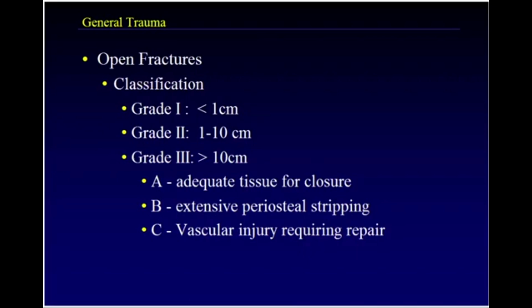B, and C. The A injuries, type 3As, are ones in which adequate soft tissue coverage is available, and that would include a skin graft. Type 3Bs are where you have extensive periosteal stripping of the wound or perhaps gross contamination, such as farmyard injuries. And then the type 3Cs are really the easiest to recognize, because those are the ones that have a significant vascular injury that requires repair or revascularization of the extremity.